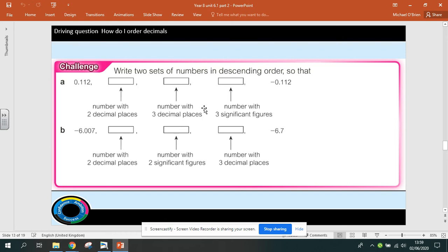For the next one, start at minus 6.007, then have a number with 2 decimal places, then have a number with 2 significant figures, then have a number with 3 decimal places. Okay, now when I do this, which I will be doing in a minute, obviously I'm going to be writing my own numbers down. They might not be yours, but let's make certain when you mark yours that they follow the same rules as mine do. Okay, pause the lesson and then be ready to resume after you've done your work.